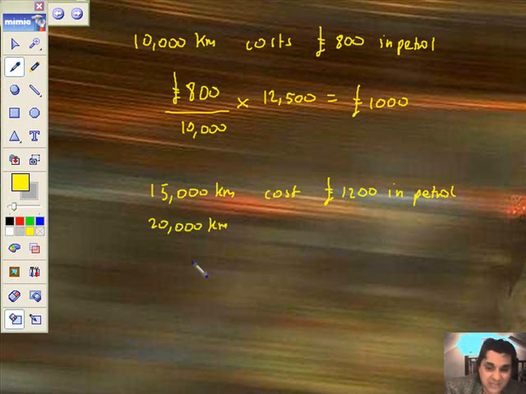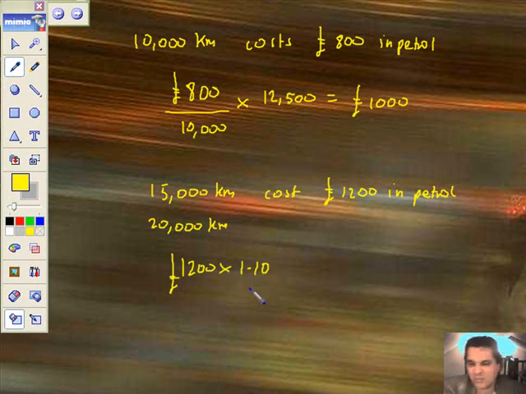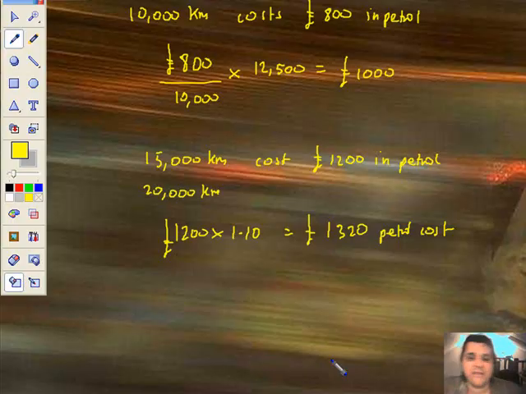Okay, this has gone up by 10%. So let's take our £1,200 and multiply that by 1.10. I put the 0 there, not because it makes any difference to the calculation, but because I want you to see the 10% increase. So £1,200 times 1.1 is going to be £1,320 petrol cost. Now, that's the pay for 15,000 kilometres, but he's actually going to travel 20,000 kilometres.